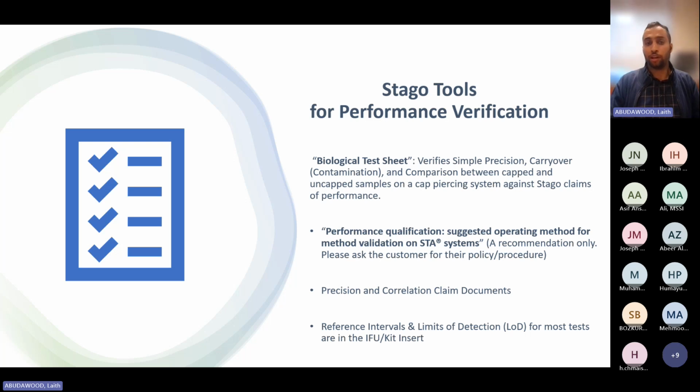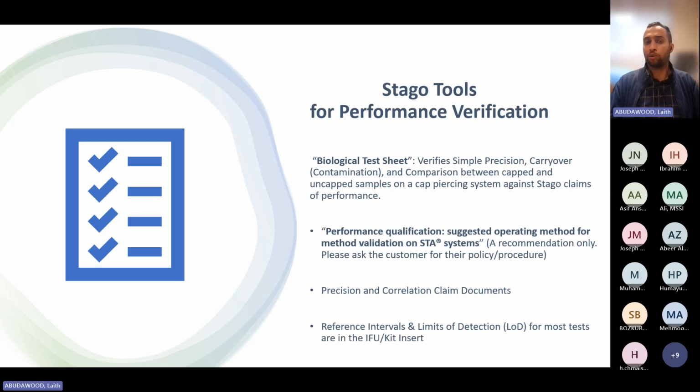Finally, you have in this sheet a comparison between capped samples and uncapped samples. So if the customer, for example, wants to change their tubes from capped to uncapped, or the other way around, then you run the same samples capped and uncapped, and you plug the data in the sheet, it will tell you pass or fail.